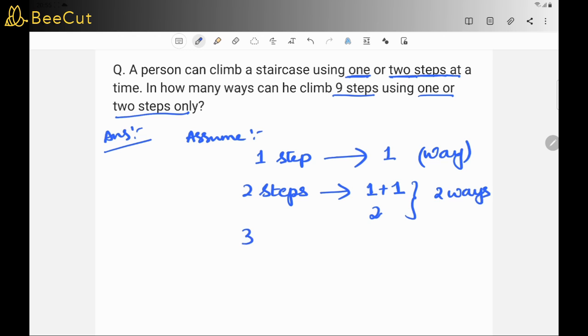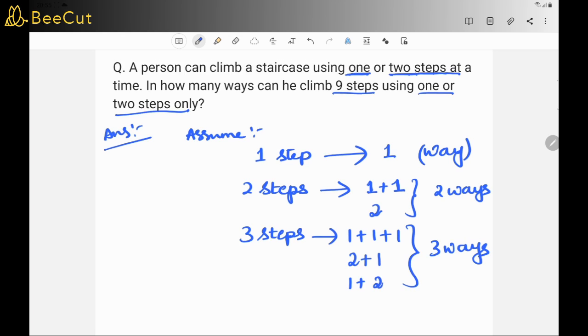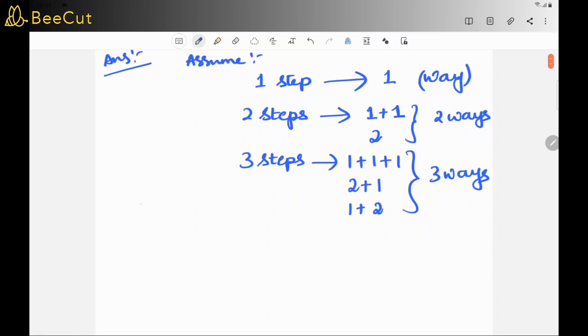Now if there are 3 steps in the staircase, he can climb 1 step at a time, 1 step, 1 step, 1 step. He can climb 2 steps at a time, followed by a single step. He can climb 1 step followed by 2 steps. So in total there are 3 ways in which he can do it. Now look at the way in which this series is going. The first term was 1. The second term was 2, if there are 2 steps he would have done it in 2 ways. 3 steps in 3 ways. So what is this 3? It is nothing but the sum of the 2 previous terms.